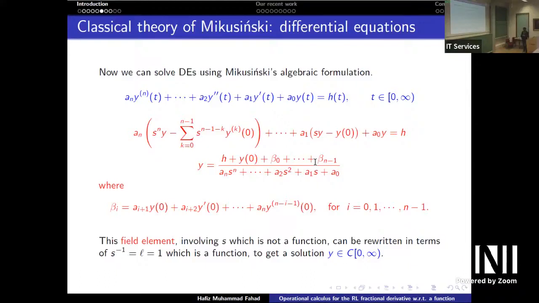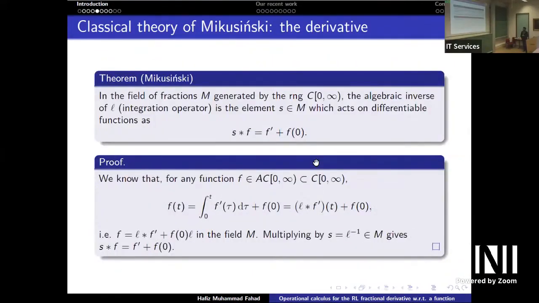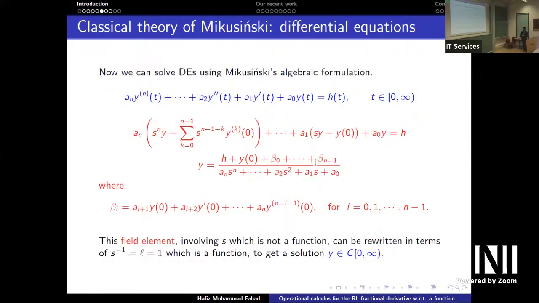So using the repeated application of this theorem, we can easily write y in this form, and this field element involving S, which is not a function, can be rewritten in terms of S inverse, that is our integral operator, which is a function, to get a solution y in the space C0 infinity.